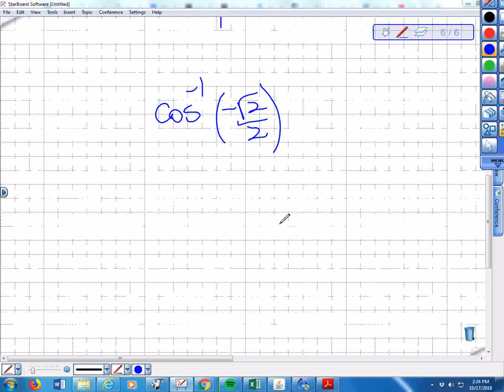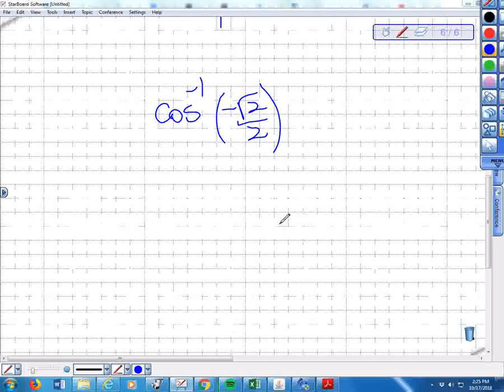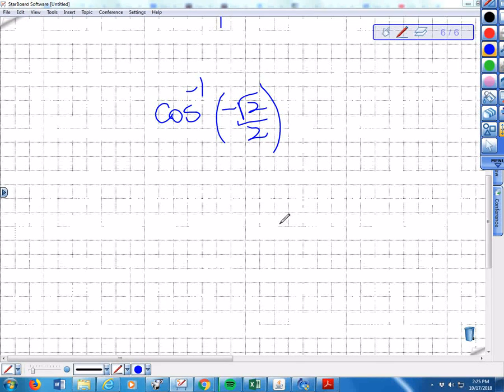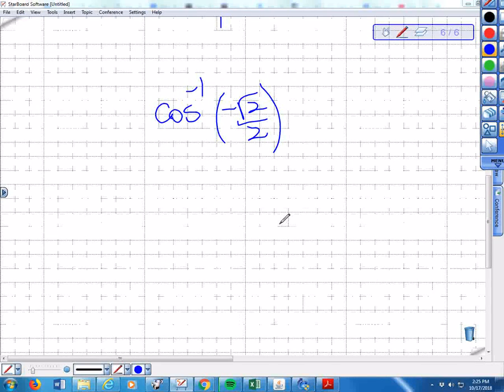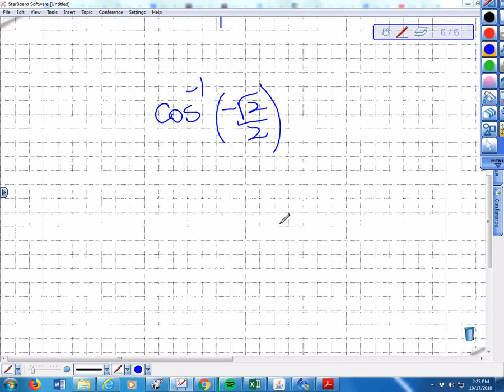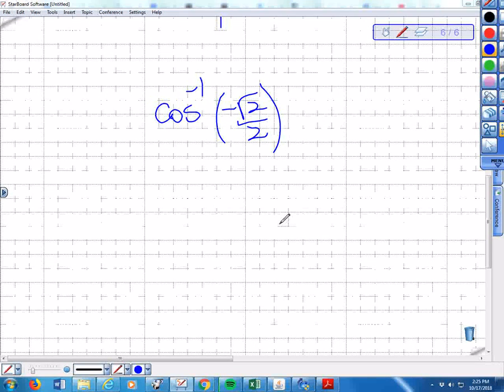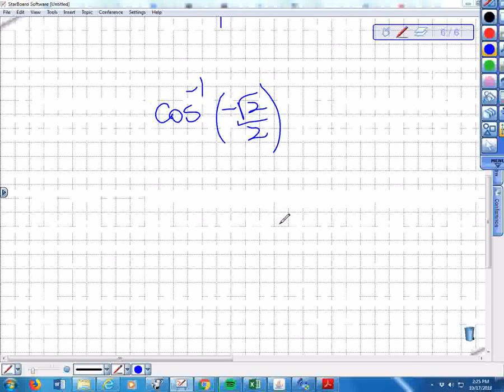So what quadrant is cosine negative? Forget about the inverse cosine. There's two quadrants where it's negative. What are they? No, it's positive in 1. Where is x negative? 2 and 3, right? But arc cosine or inverse cosine is restricted to 1 and 2 only. So it must be talking about the second quadrant.